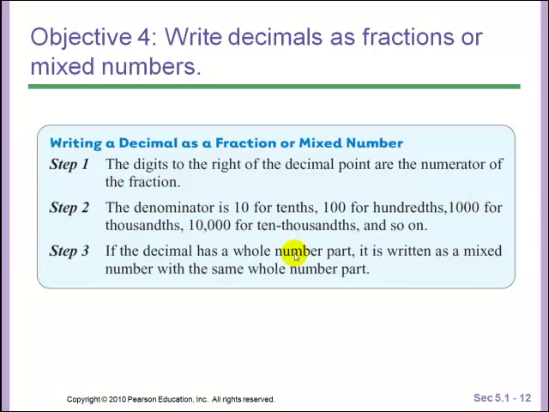If the decimal has a whole number part, then it is written as a mixed number, and that whole number in the decimal is the same as the whole number in the mixed number.